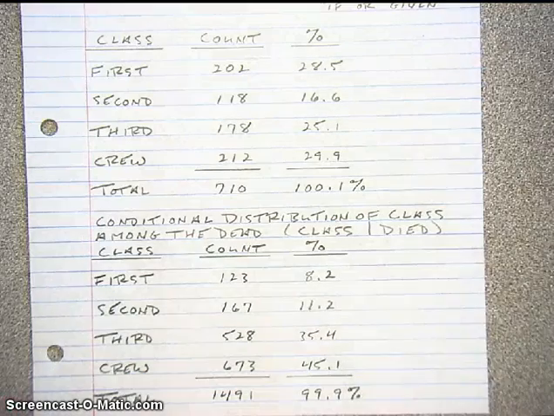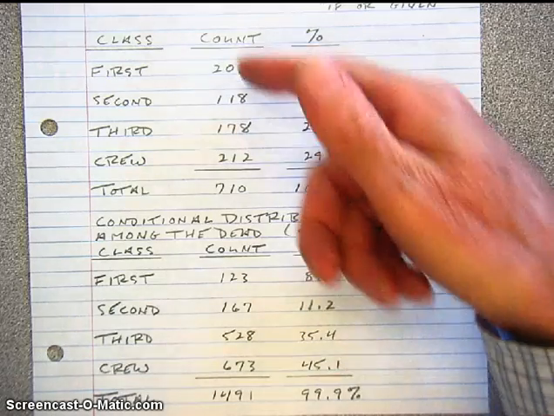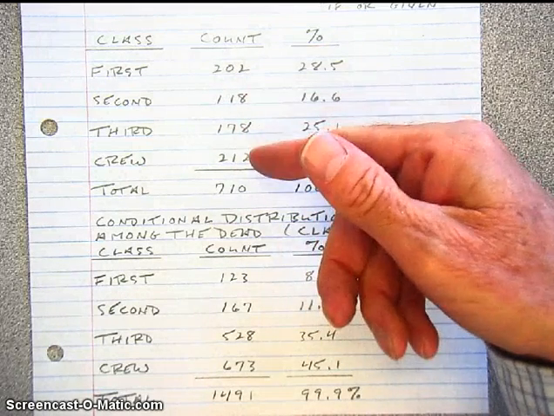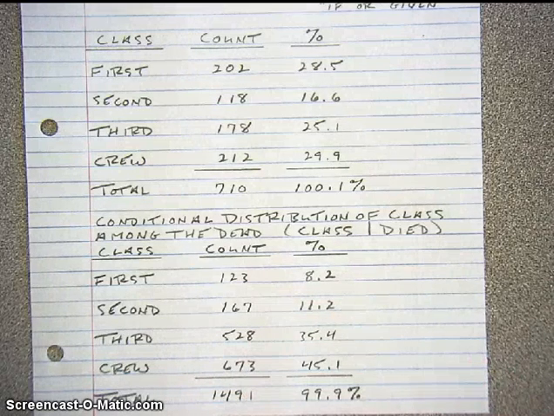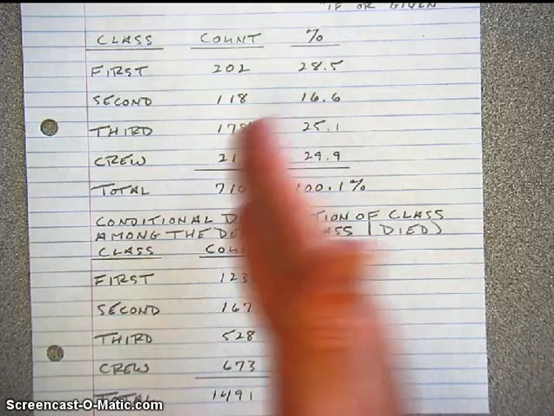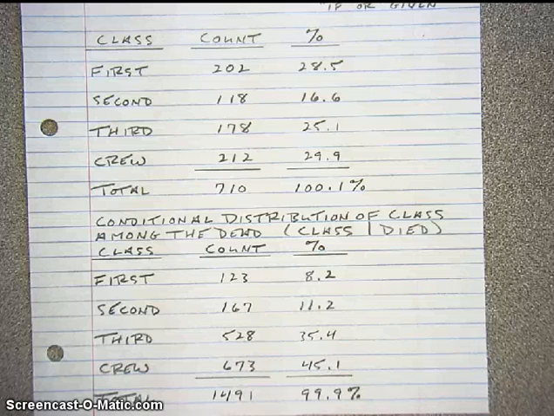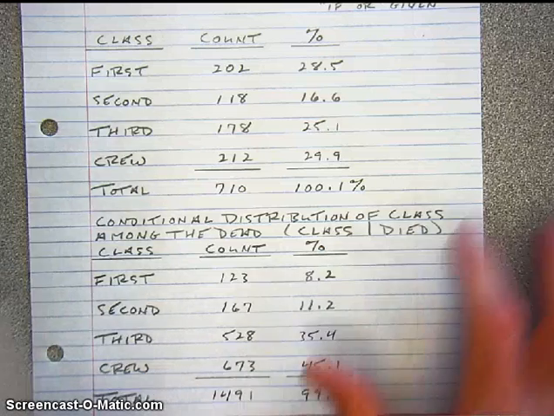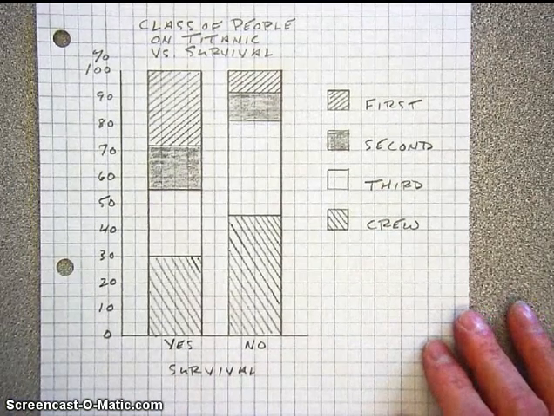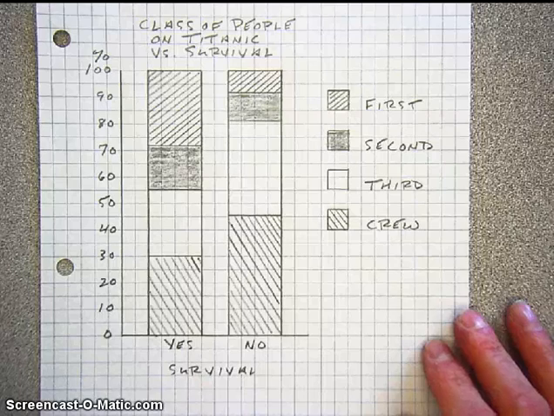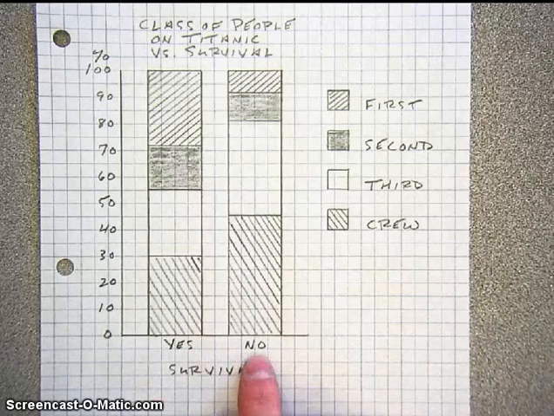Now, if we want to see if there is perhaps a difference in these distributions, this conditional distribution of class among the survivors versus the conditional distribution of class among the dead, we can make 2 segmented bar graphs, one for each distribution, and put them side by side to see how these distributions compare. So I've done that on this particular graph. Here we have class of people on the Titanic versus survival. We've got our 4 classes, first, second, third, and crew. Down here we have survival yes, survival no.